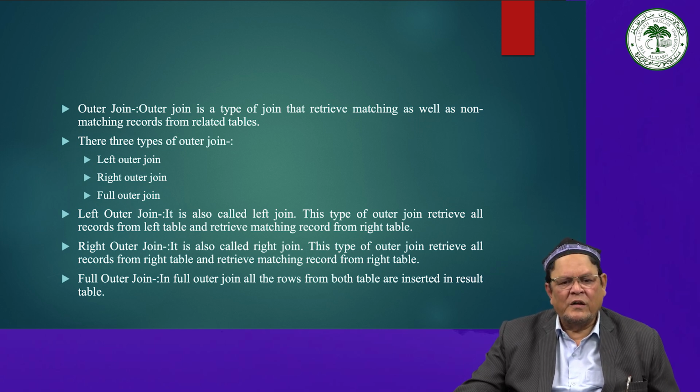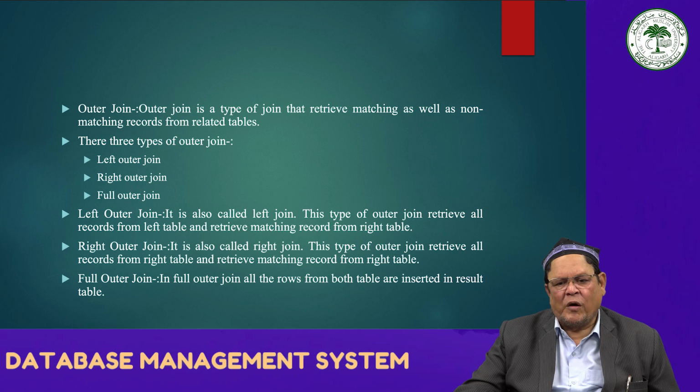Left outer join is also called the left join. This type of outer join retrieves all records from the left table and matching records from the right table. Right outer join is also called right join. This type of outer join retrieves all records from the right table and matching records from the left table. So these are about the joins.